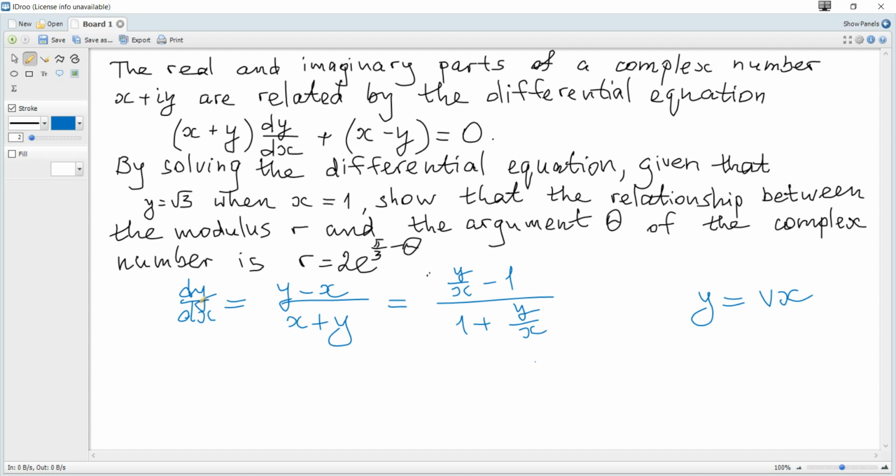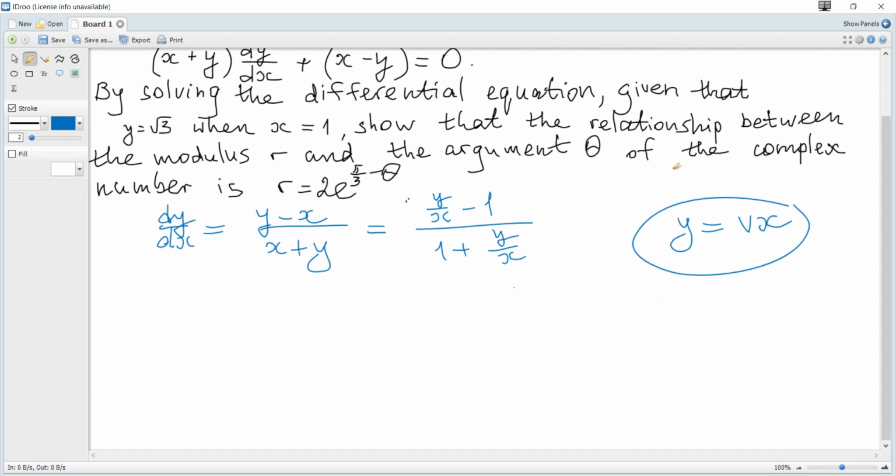It's not necessary to solve for dy over dx. You can just notice from the initial equation that if you divide each term by x, you get y over x minus 1 over 1 plus y over x, and hence deduce that dy over dx is a function of y over x, and then apply the next substitution.